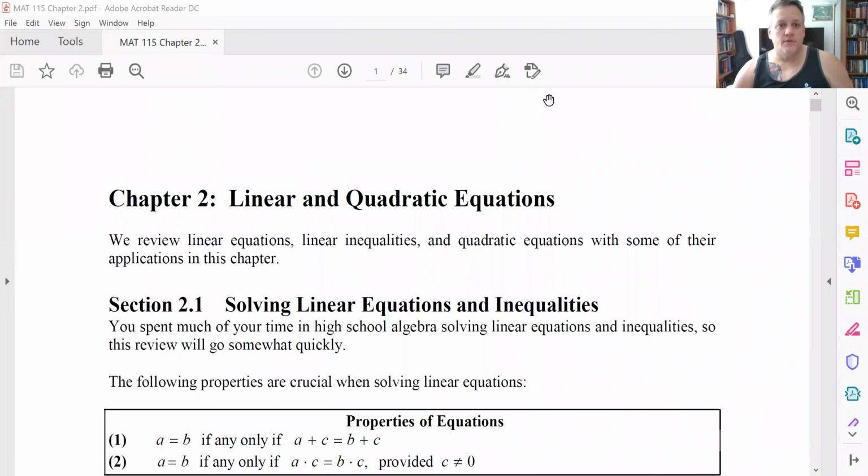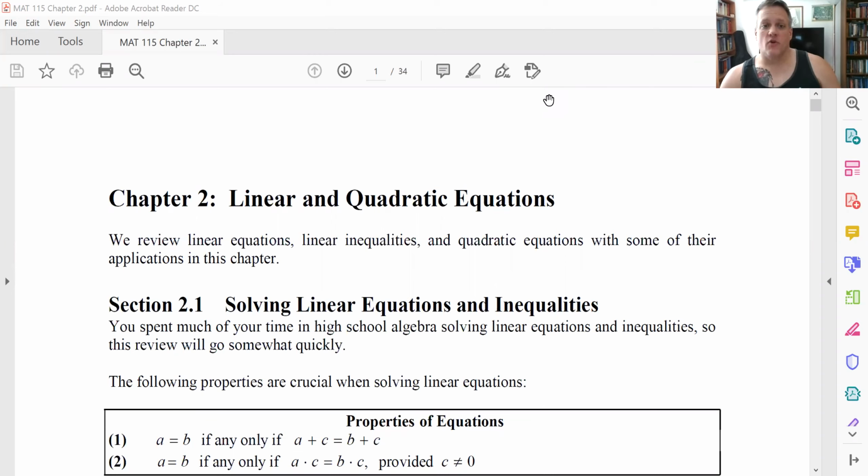All right, so chapter 2 is devoted to studying linear and quadratic equations, right? Certainly linear equations, if nothing else, you're definitely familiar with. Quadratic, I'm sure you've seen as well, but probably they're a little bit more difficult to solve, so you might not remember as much about those as you would linear. So we're going to do this in two pieces.